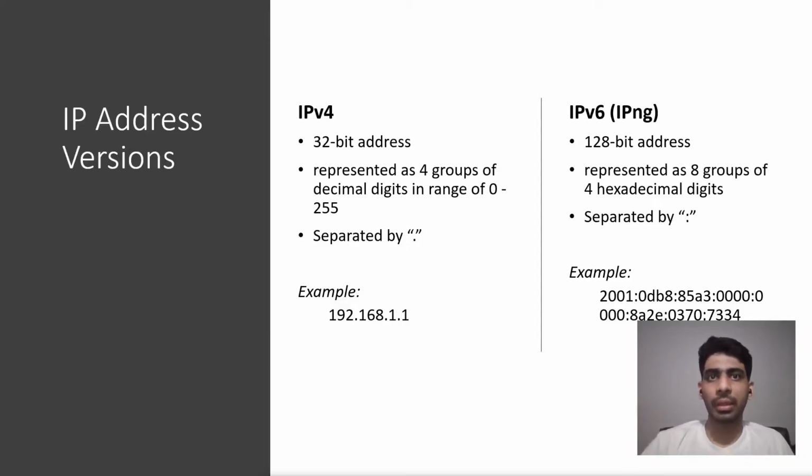The reason behind that is that IP version 4 has only 32 bits, and in that case, each bit can only have a variation of 2.